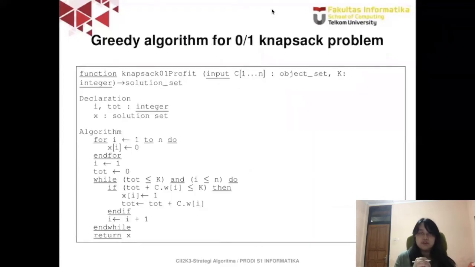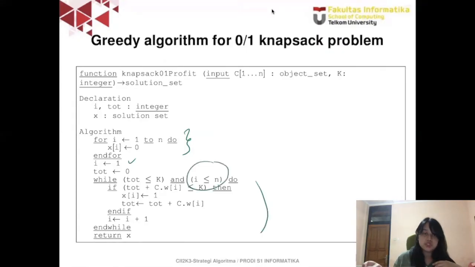So for the greedy algorithm for 0-1 knapsack, if we consider knapsack greedy by profit, we can have pseudocode like this, where at first we initialize the solution, and then assuming that the objects have been sorted by profit, we always check from the largest profit first, and we iterate until either all objects have been checked or we reach the capacity K. We check the feasibility function, and then we update the total weight we have, and we return the final solution set.